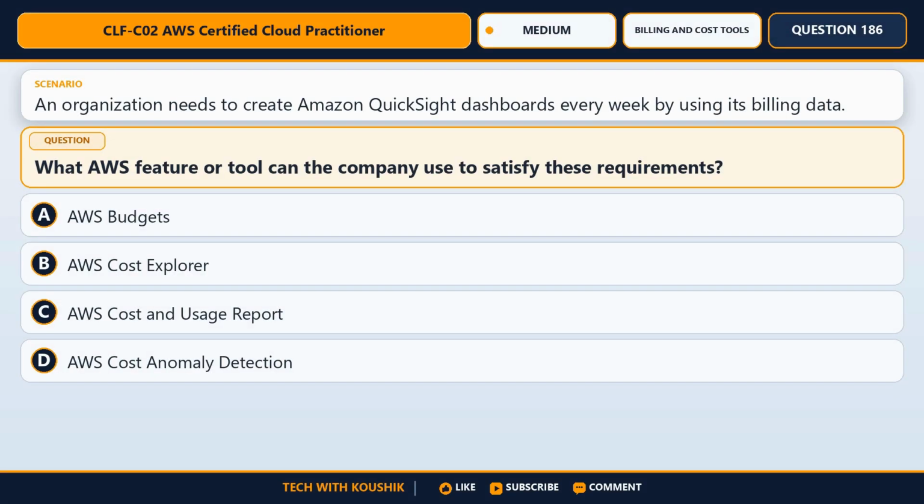Question number 186. An organization needs to create Amazon QuickSight dashboards every week by using its billing data. What AWS feature or tool can the company use to satisfy these requirements? Option A. AWS Budgets. Option B. AWS Cost Explorer. Option C. AWS Cost and Usage Report. Option D. AWS Cost Anomaly Detection.